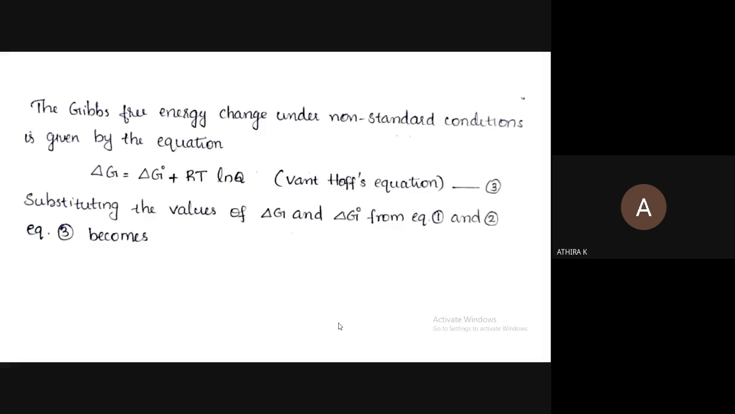Then we have this Van't Hoff equation, that is Gibbs free energy change under non-standard conditions. എല്ലാ കണ്ടീഷനിലും റിയാക്ടന്റിന്റെയും പ്രൊഡക്റ്റിന്റെയും കോൺസെൻട്രേഷൻ 1 മോളാർ അല്ലെങ്കിൽ 1 നോർമൽ ആയിരിക്കില്ല, അല്ലെ? 1 മോളാർ 1 നോർമൽ ആയിരിക്കുന്ന കണ്ടീഷനെയാണ് സ്റ്റാൻഡേർഡ് കണ്ടീഷൻ എന്ന് പറയുന്നത്. For non-standard conditions, we can write an equation for Gibbs free energy change, and the equation is delta G equal to delta G0 plus RT ln Q. This is the equation for Gibbs free energy change under non-standard conditions, known as Van't Hoff equation. Equation number 3.